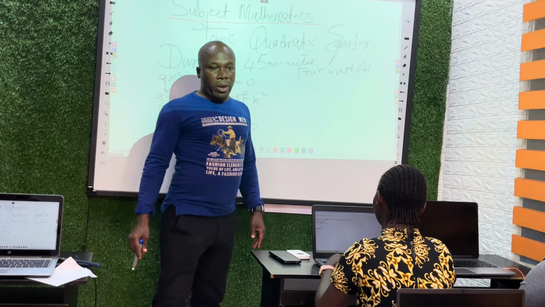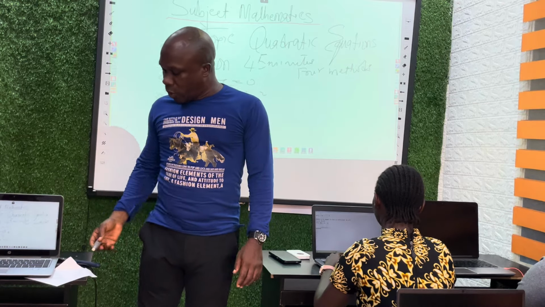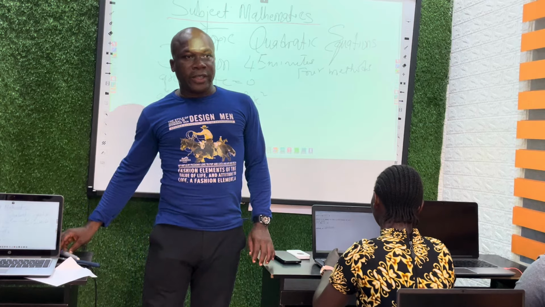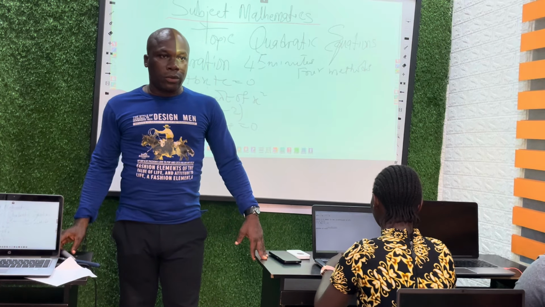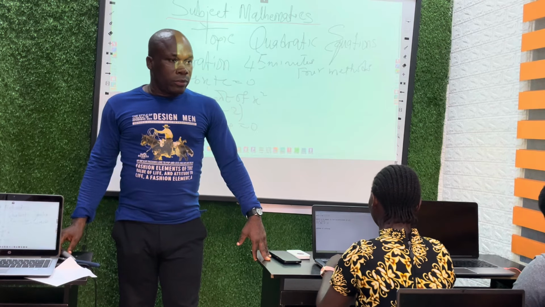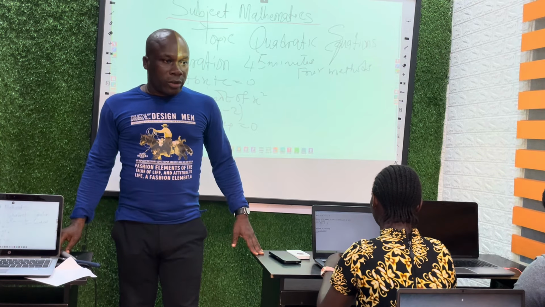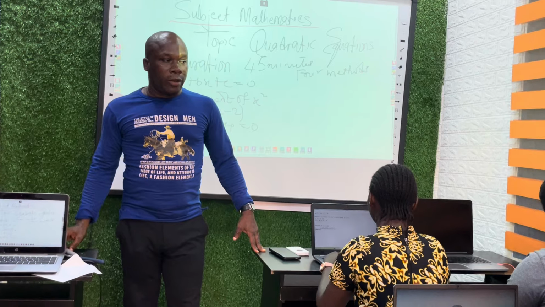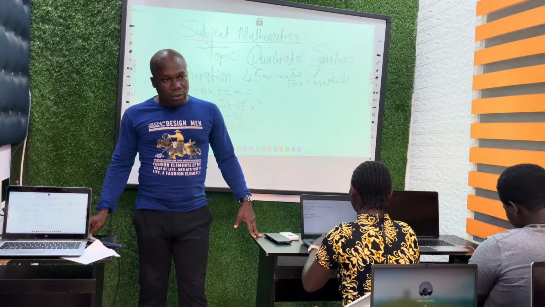One, completing the square, right? Completing the square is one of the methods. Well, I will explain all these things. Secondly, we have the general formula method.